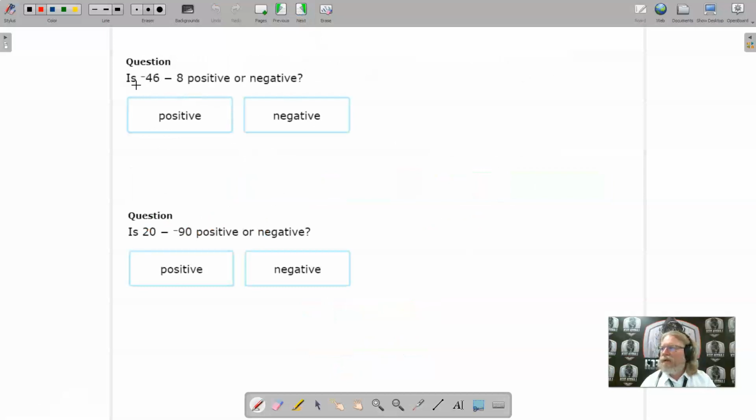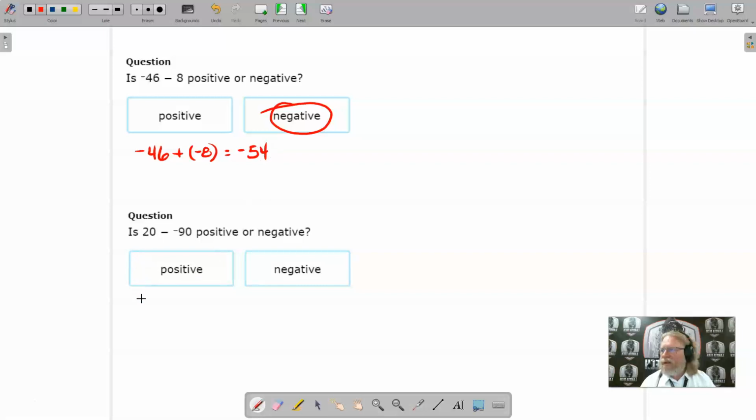On the next one here, -46 minus 8, positive or negative? So let's take the -46 and change the subtraction to addition. The opposite of 8 is -8, so they're both negative, and that means our answer is going to be negative. And if we added those together, that would be -54.